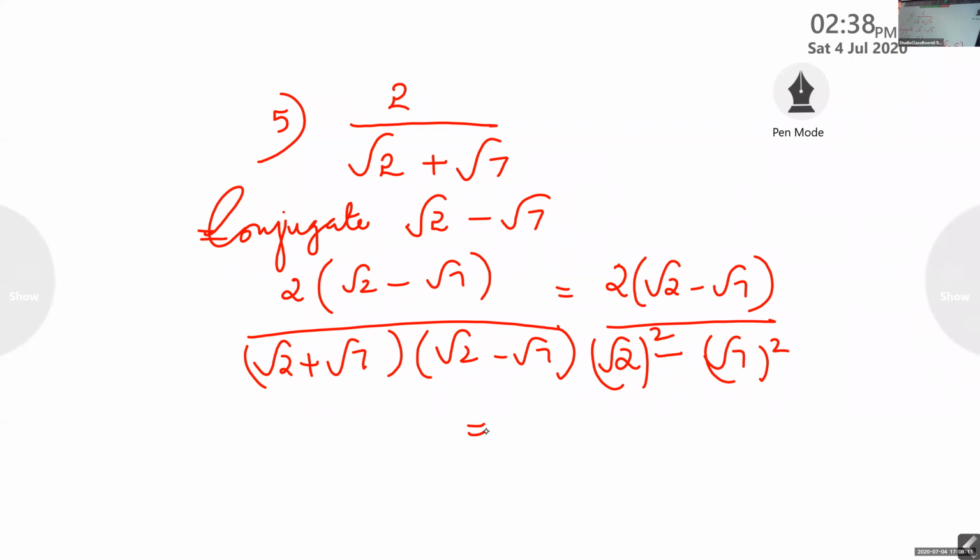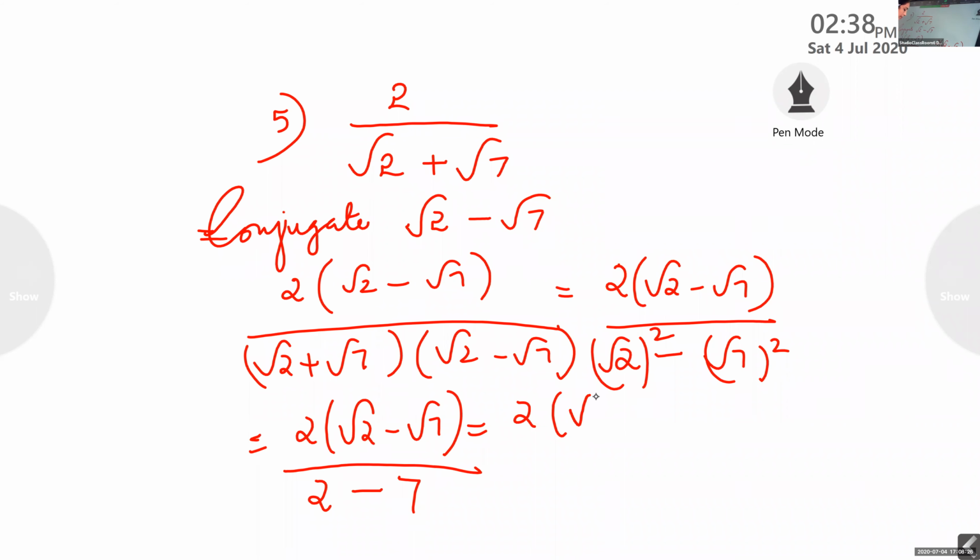Then, did you get the step like this? Yes, ma'am. Then 2 into root 2 minus root 7 by root 2 all square is 2 minus 7. So what will be your answer? 2 minus 7. What is the answer? Minus 5. Okay. 2 into root 2 minus root 7 by minus 5.